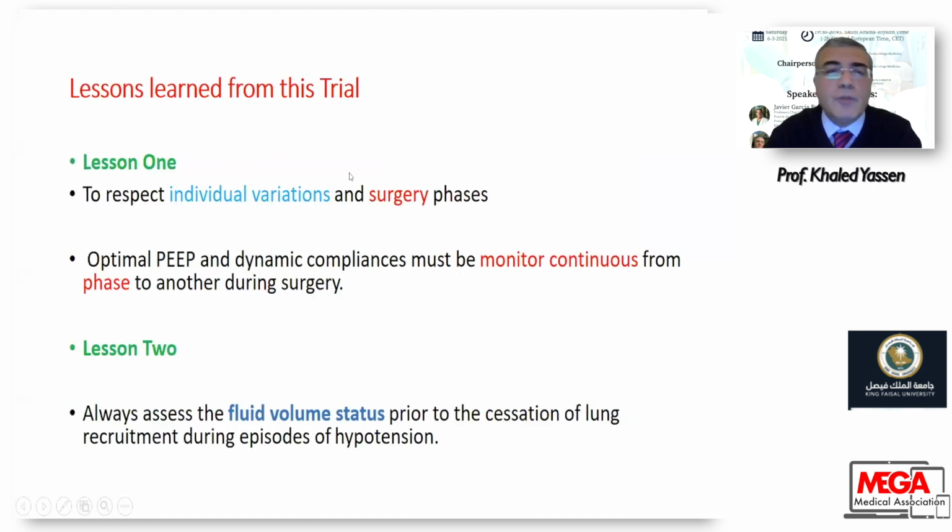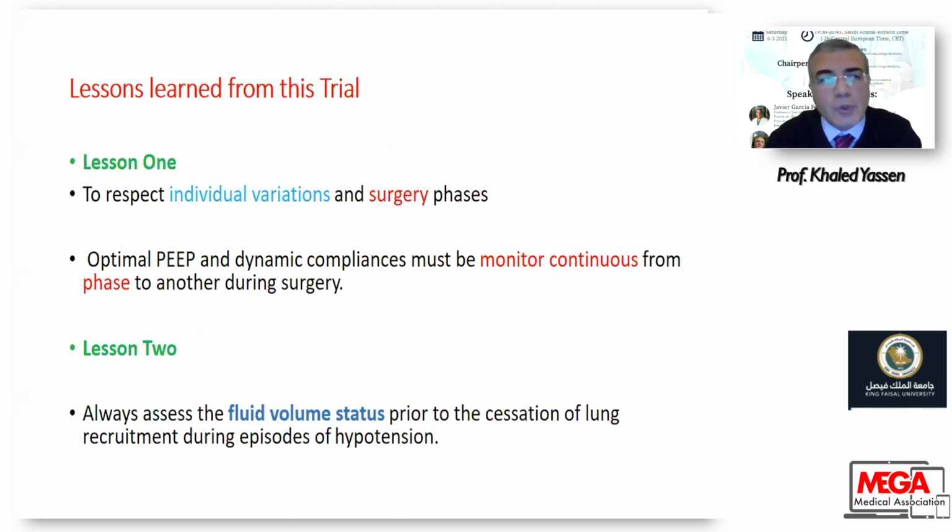The lessons we learned from this trial, first lesson is that individual variations do exist, and variations between surgery, different phases of liver transplant must be respected. Optimal PEEP must be monitored continuously and maintained. The second lesson was always assess the fluid status prior to the cessation of lung recruitment.